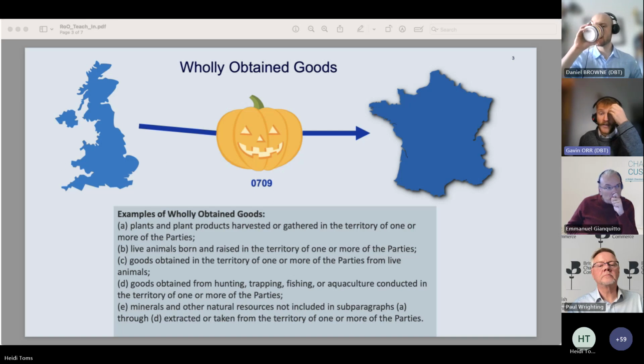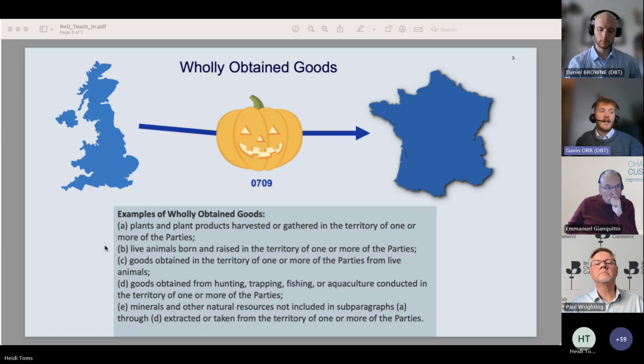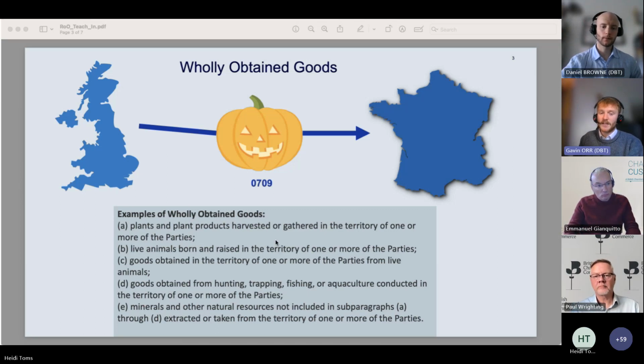And then it's also quickly worth mentioning that if a good is entirely comprised of originating inputs, so if a good is made from originating inputs, then it too will be considered originating. An example of this would be a mirror which has UK originating glass and a UK originating wooden frame. If all the inputs are UK originating, then the final mirror itself will also be originating. So I hope at this stage, everything is common sense in terms of wholly obtained.